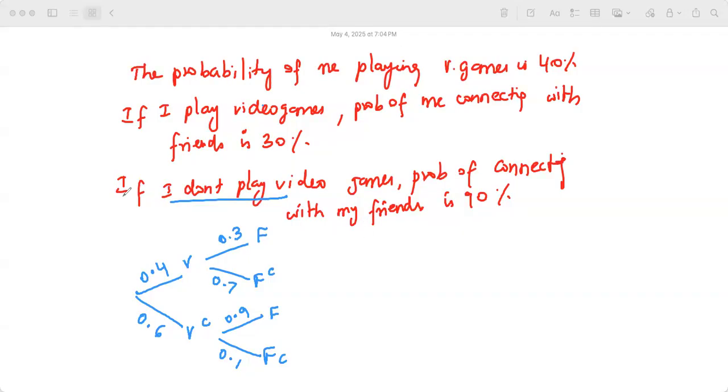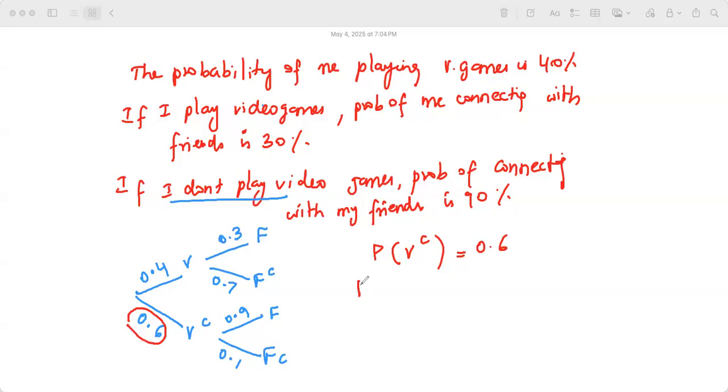Let me go ahead and keep asking you some probabilities. You can try it out. What is the probability that I do not play video games? Can tell me the decimal answer. One of you please shout out. If it is incorrect, we'll go back. The probability of me not playing video games is V complement. What is that? 0.6. Do you see 0.6? Correct.